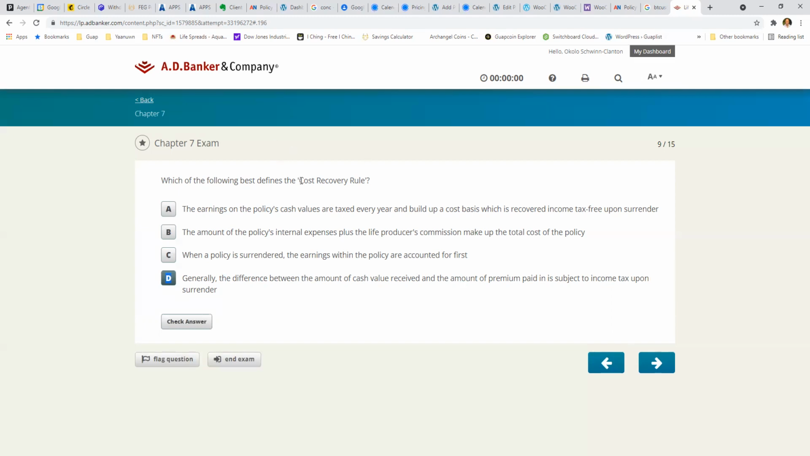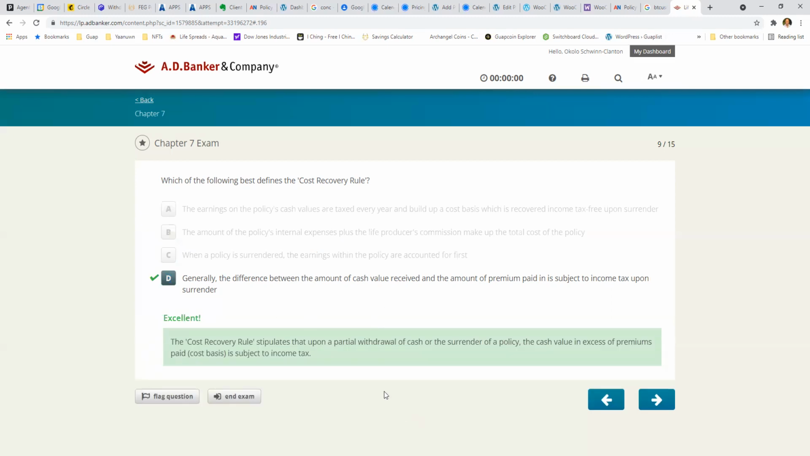So what they're saying here is this cost recovery rule means that you get to recover the cost, your cost basis. The amount of premiums paid is similar to your cost basis. So let's see if I'm right. Yes. The cost recovery rule stipulates that upon a partial withdrawal of cash or the surrender of a policy, the cash value in excess of premiums paid, cost basis, is subject to income tax.